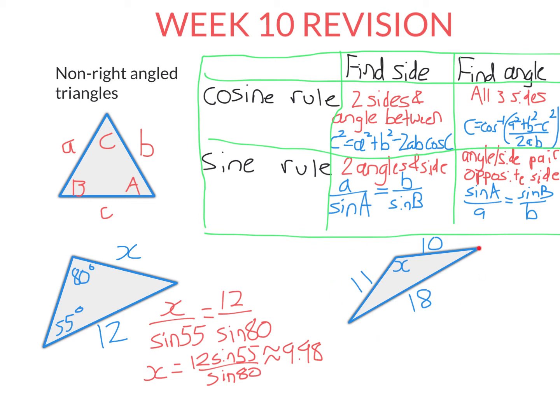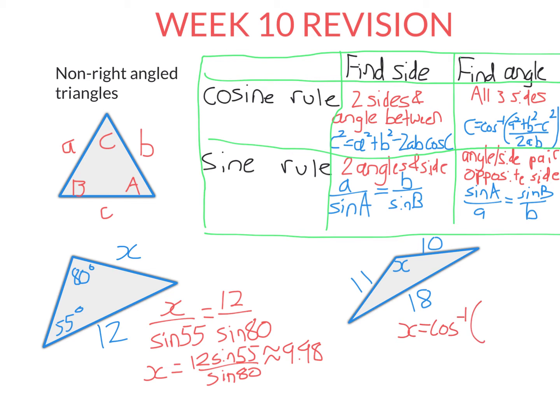All right, let's now look at this one here. This time we're finding an angle x. We have all three sides. We use the cosine rule. We use this formula here. When you're using the cosine rule to find an angle, it's always cos inverse.